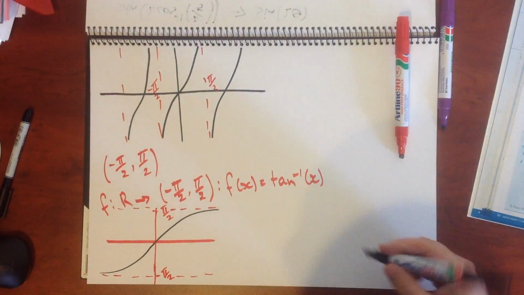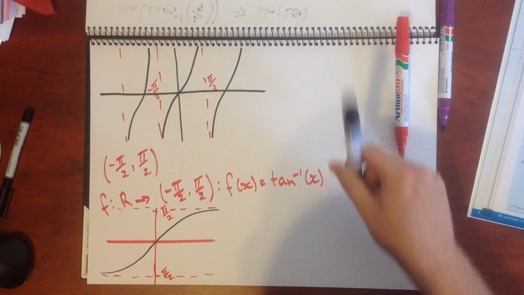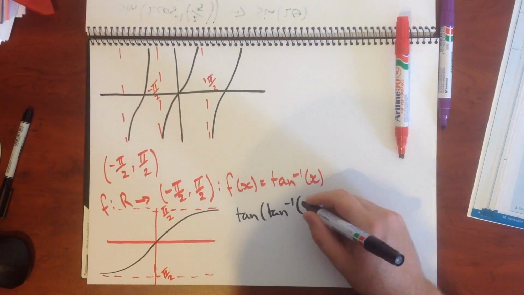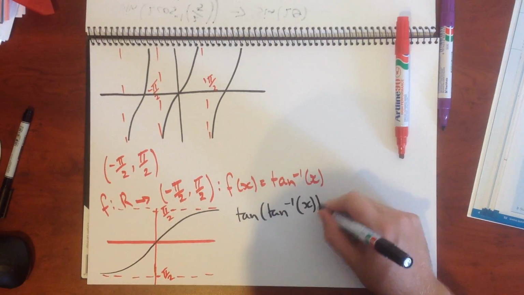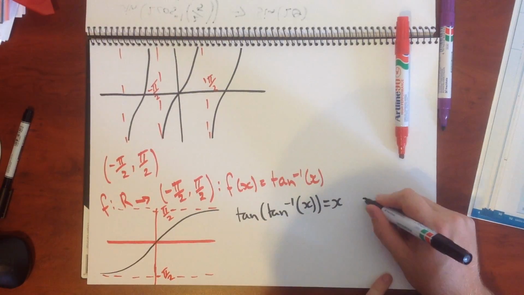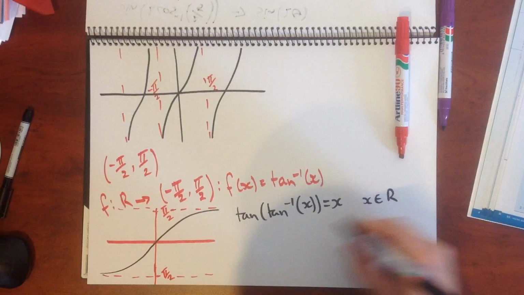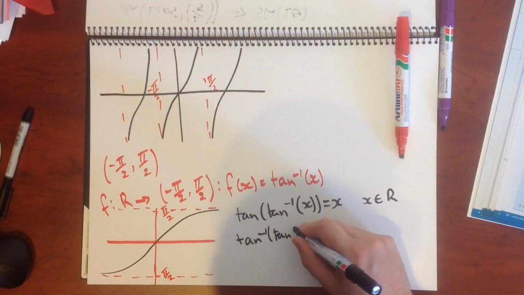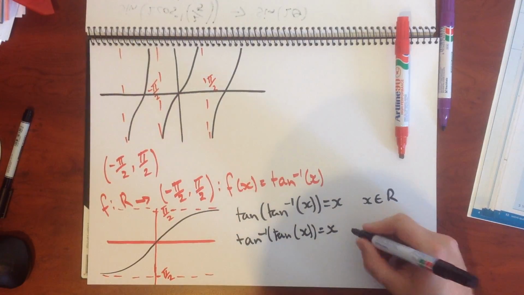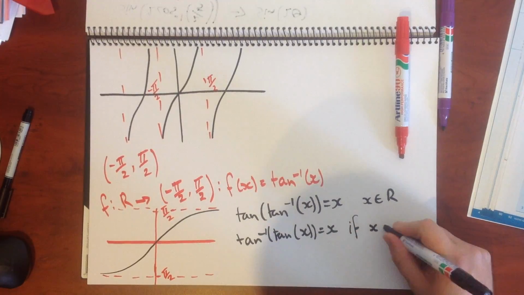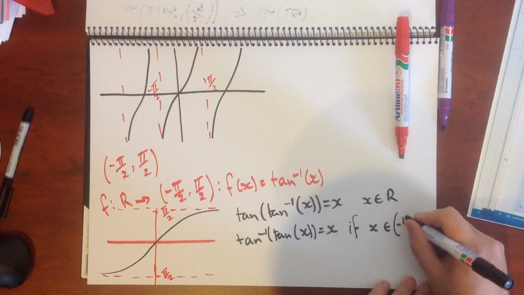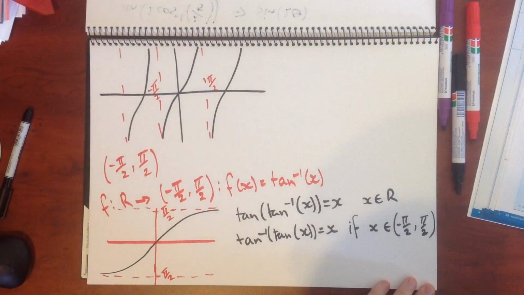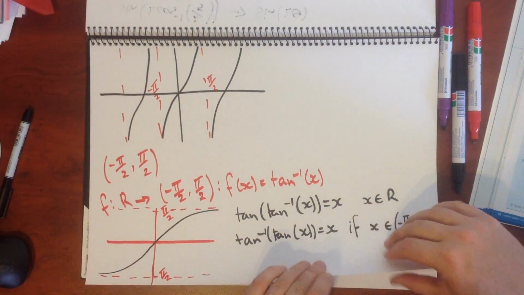Oh, sorry, we haven't done our general results either, have we? So that's our equation. But we also say that tan of the inverse tan of x equals x if x is an element of all real numbers, and that the inverse tan of tan of x equals x if x is an element of negative pi on 2 to pi on 2. Okay, so we'll have a quick look at a worked example.